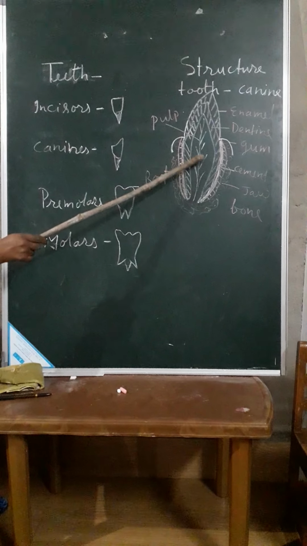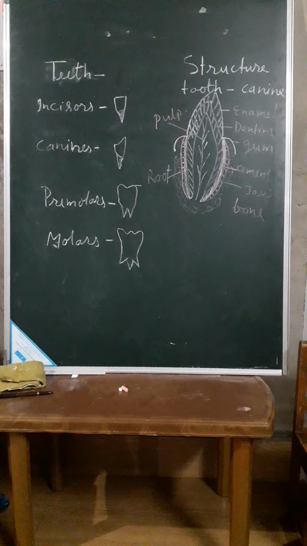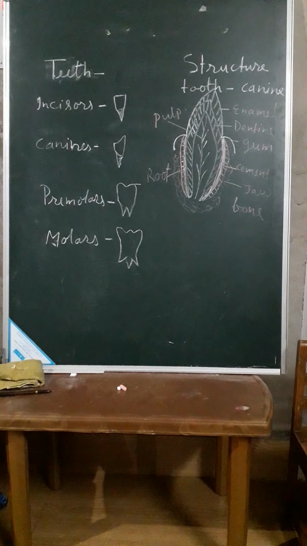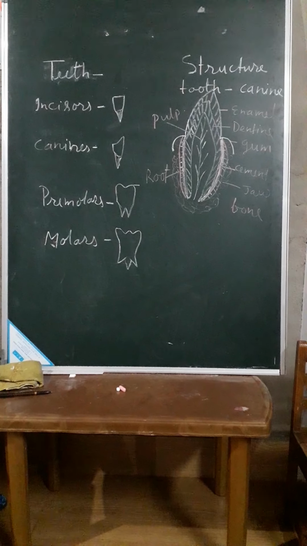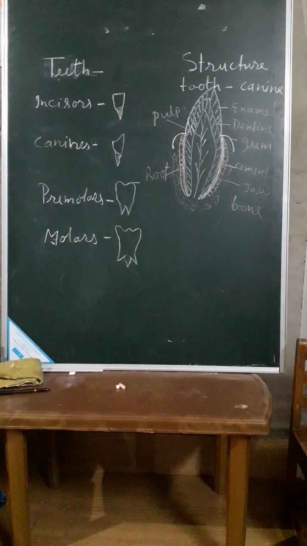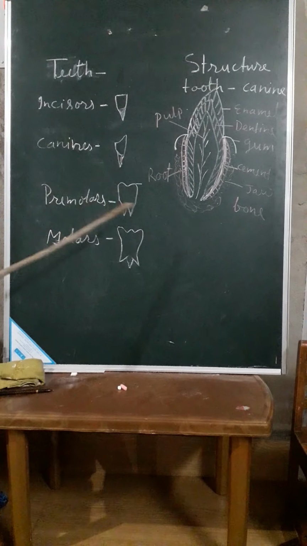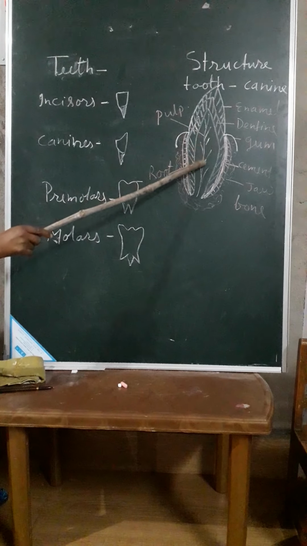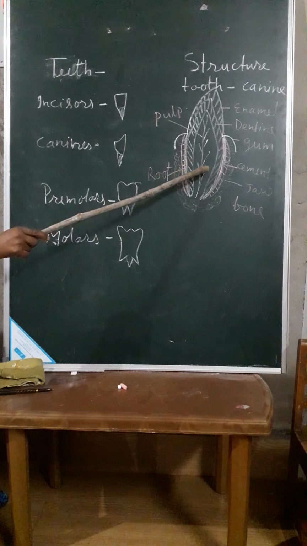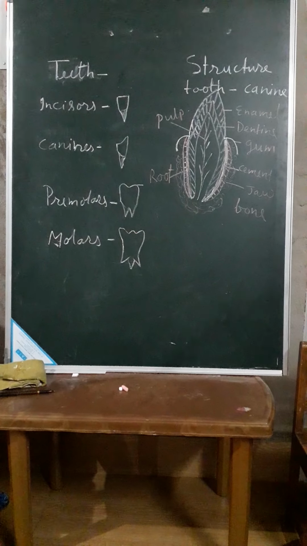Next is the pulp. Pulp is present here in the pulp cavity. Pulp is the soft connective tissue contained in the central space of the tooth. It consists of blood capillaries, lymph vessels and nerve fibers, which continue in the body.